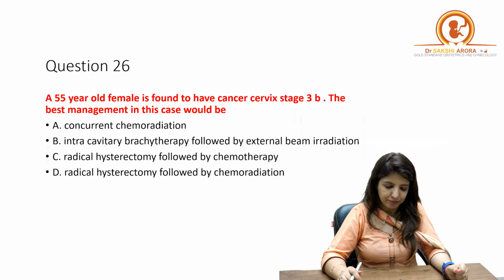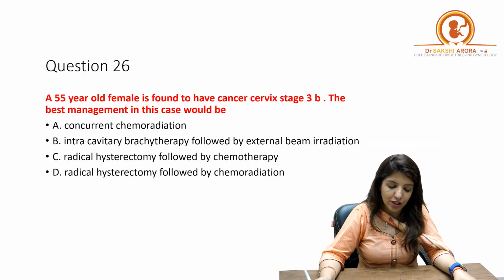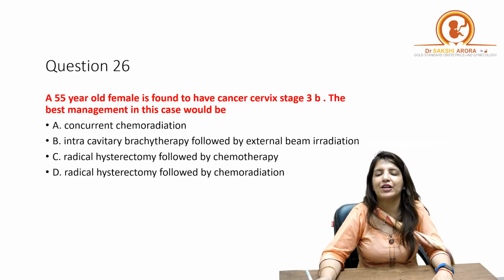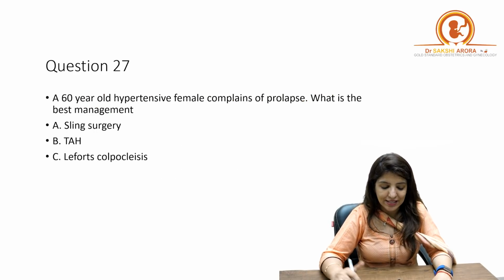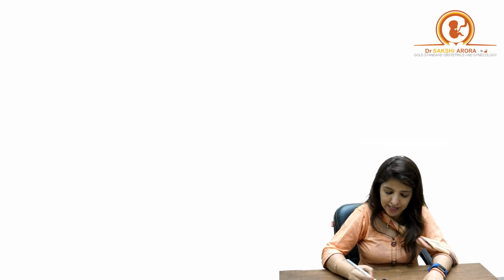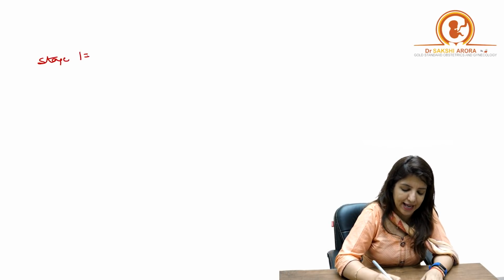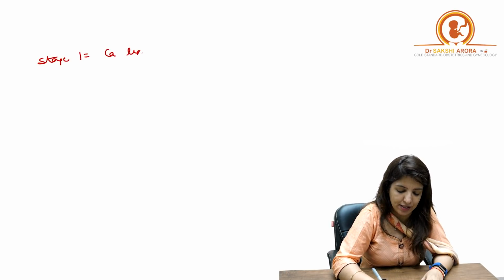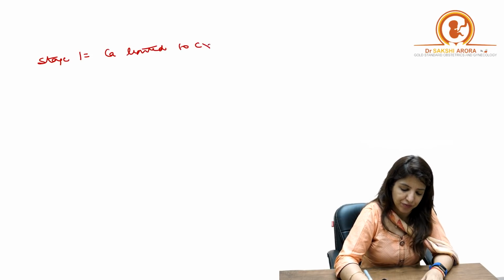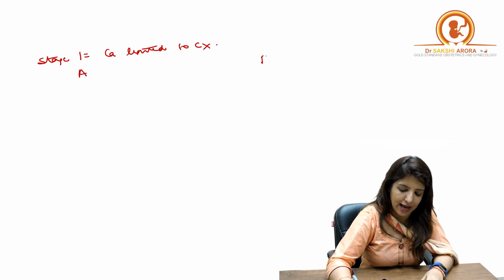Okay. Next question. A 55-year-old female is found to have cancer cervix stage 3B. The best management in this case would be, see, cancer cervix staging has undergone a change, and I have always told you the new staging for cancer cervix. So quickly, I want all of you to revise in your mind the staging of cancer cervix. The broad staging is, stage 1 cancer cervix is when cancer is limited to cervix, right, in which we have A and B.